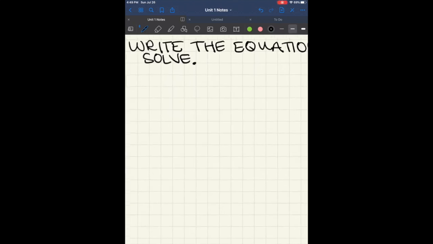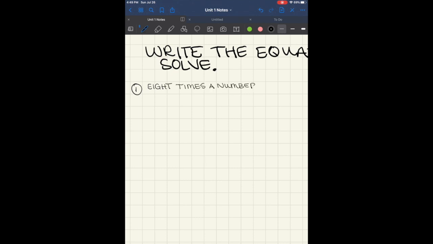Okay, so some examples of writing numbers from words. So we're going to have a written out equation. We're going to write a formula that goes with it. So the first one, we have 8 times a number is 15 more than 3 times that number.